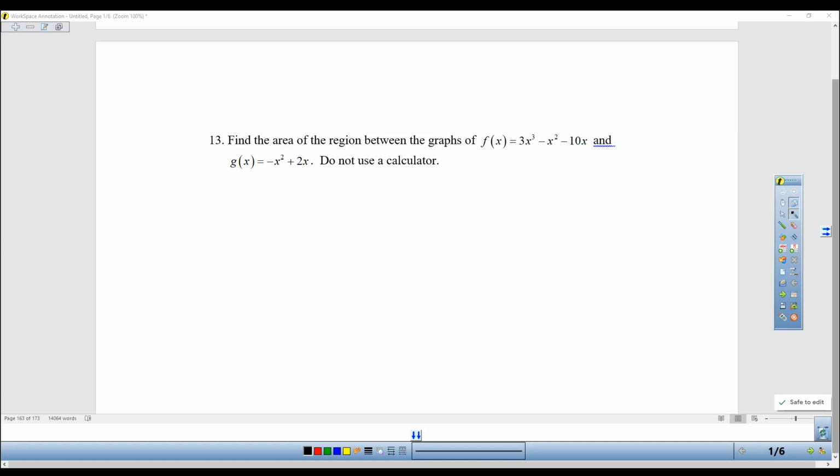This is area between curves, part 2. The first 12 problems are on the first video, but picking up where we left off.